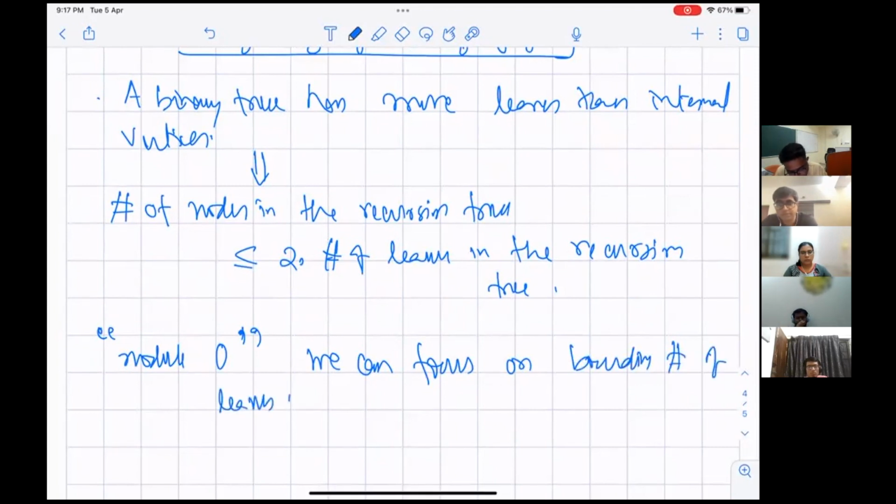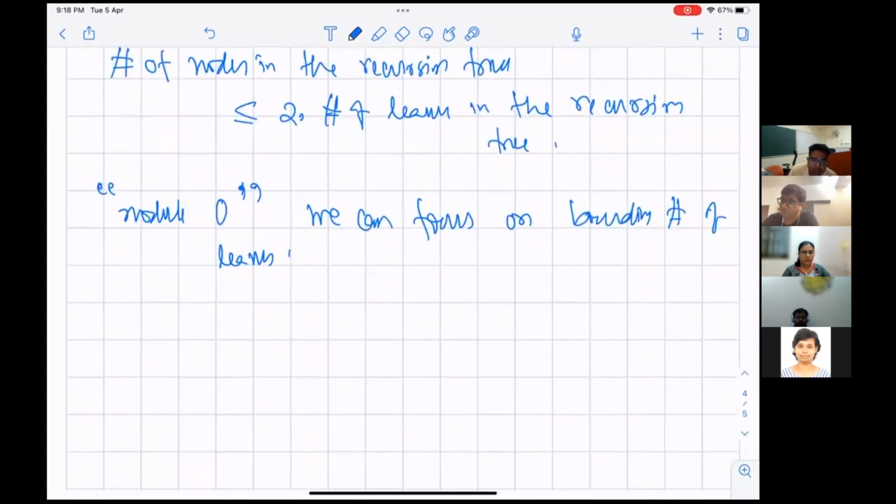Is this fine with everybody? What was my goal? My goal was to bound the total number of nodes in the recursion tree. And now I am saying that the leaves are more than the number of internal nodes, which means if I can upper bound the number of leaves of this recursion tree, then I can upper bound the number of nodes in the whole tree by 2 times the number of leaves. And modulo big O, it doesn't matter. Is this concept fine with everybody?